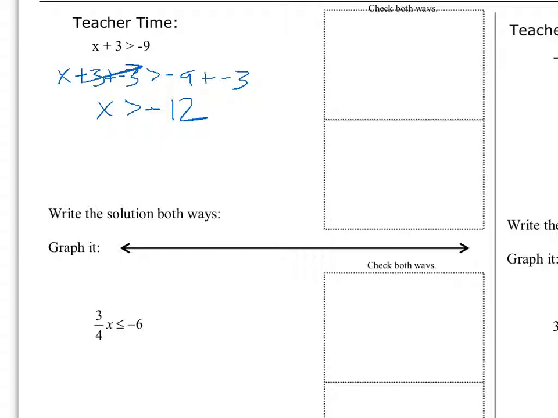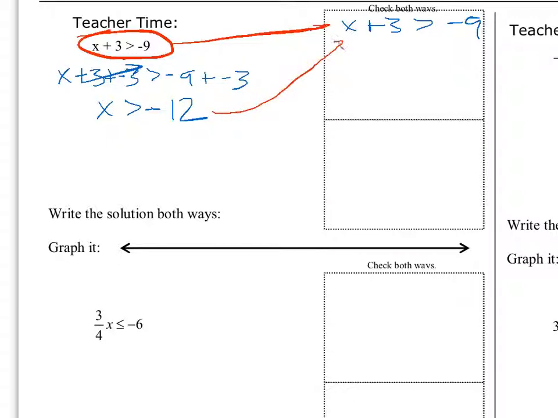So when we look at this, this is our first opportunity to check. We check that we solved it correctly, just like it was an equation. So the way that we check that is we check it just like it was an equation. We're going to take that original inequality and write it down again. So all I've done here is I've taken this and I've rewritten it over here. And now I'm going to take this negative 12 and plug it in for x.